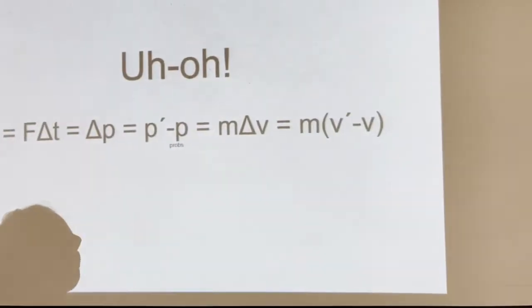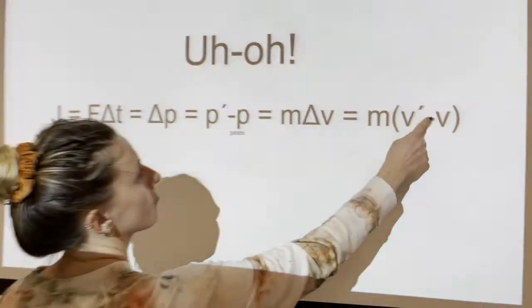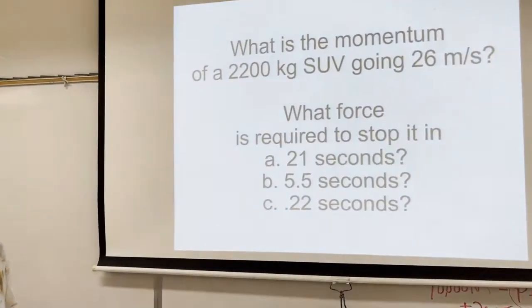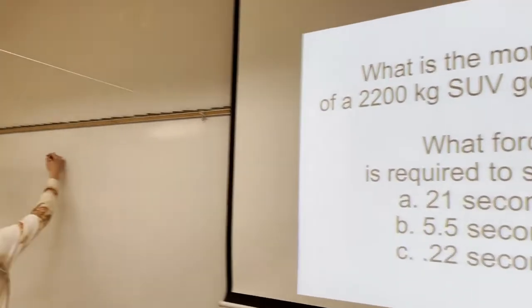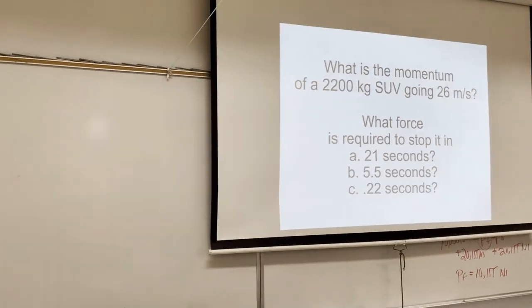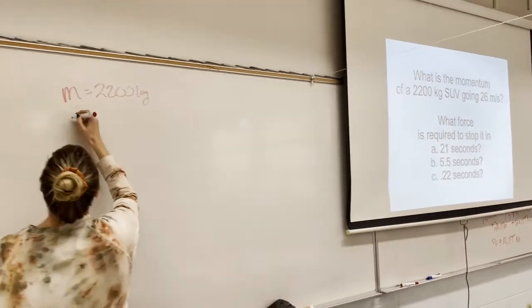It's mass times velocity over here, but it's a changeable. Oh, let's go back to the problem. I stopped you too soon. So we've got the mass. Let me write these up here. All right. So we've got the mass, 2,200 kilograms. The velocity is 26 meters per second.